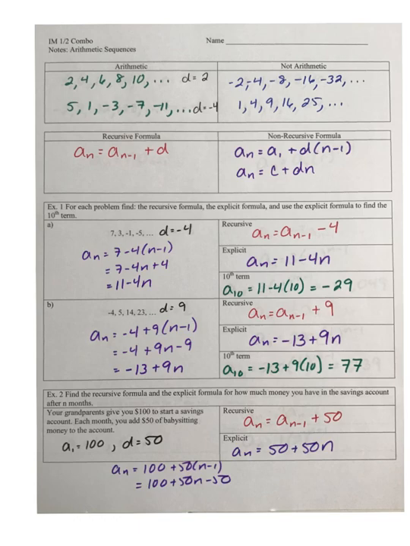These are subscripts. They go down below. So this is a sub n. The minus 4 is not a subscript. It is a regular number. All right, so the explicit formula.